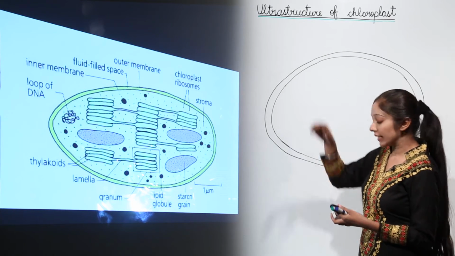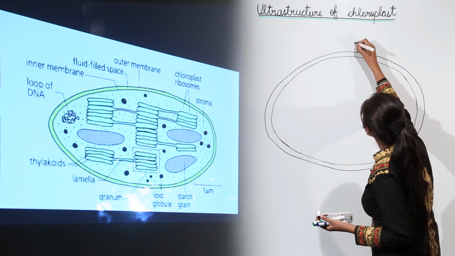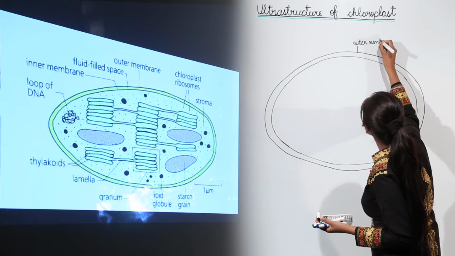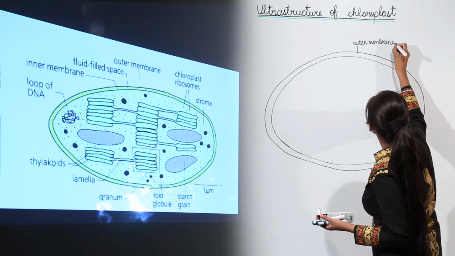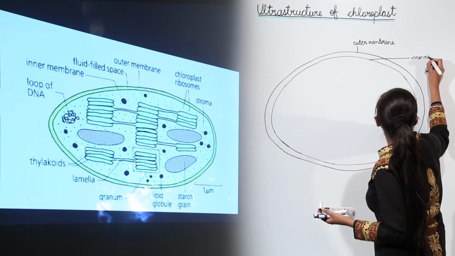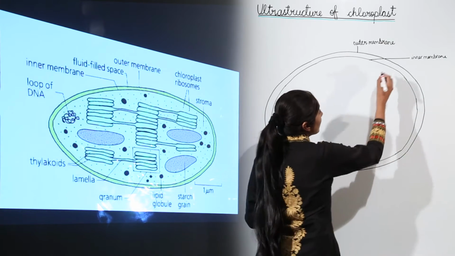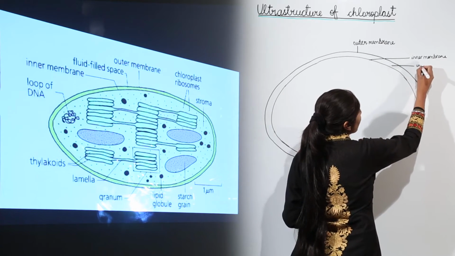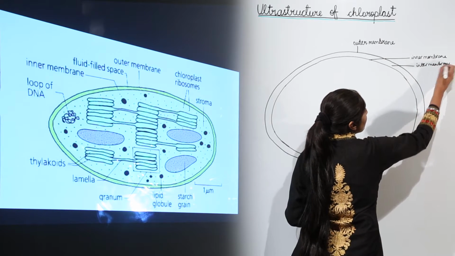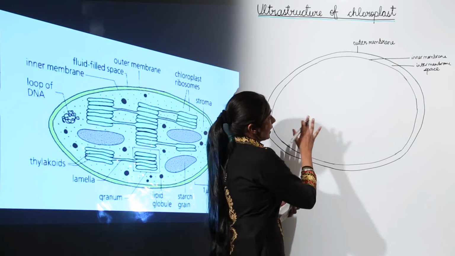Let us label this while we are going to make it. You all know this is the outer membrane. Outer membrane. This is the inner membrane. And between this outer and inner membrane is what? We have an intermembrane space. Intermembrane space. Okay.